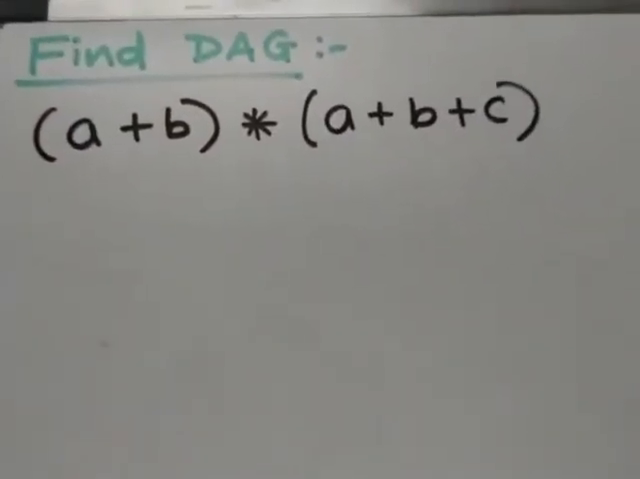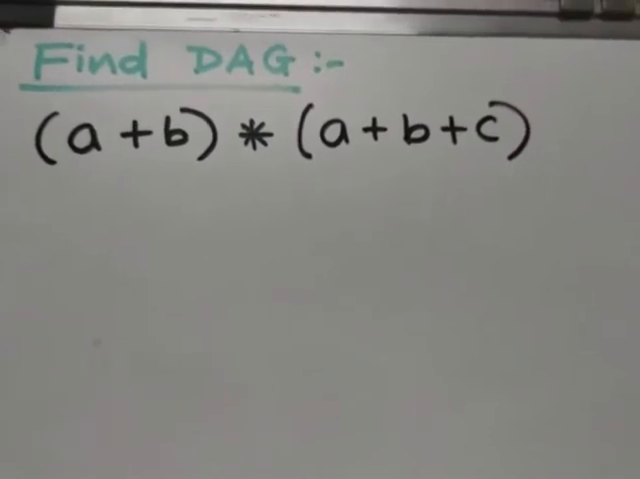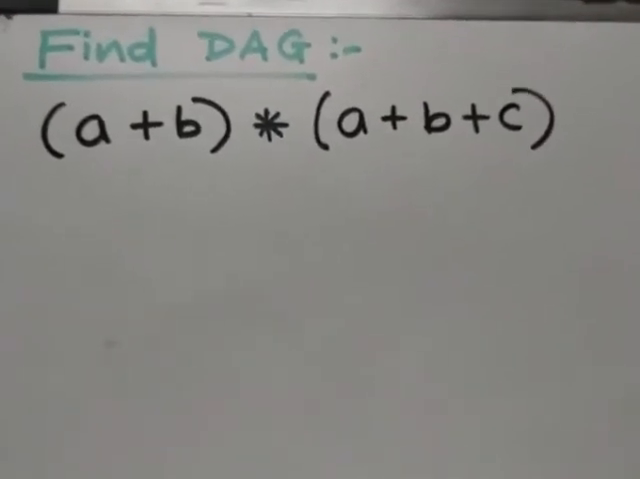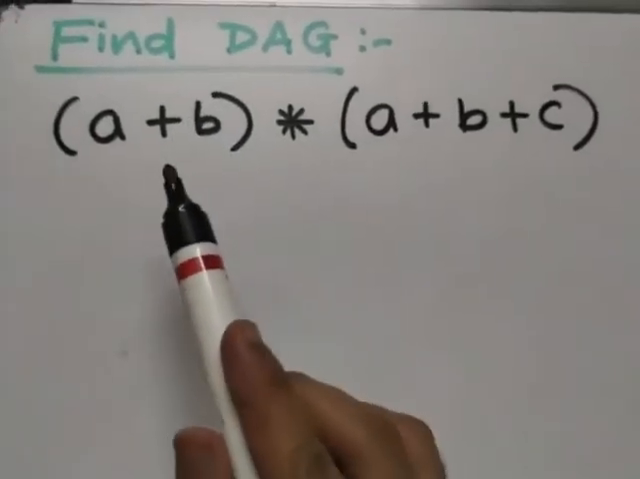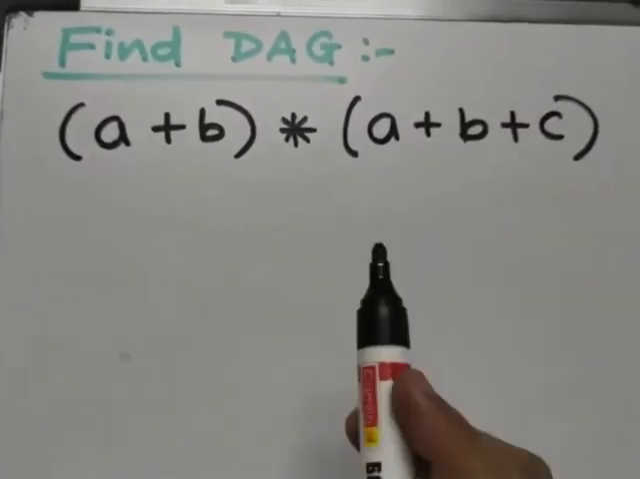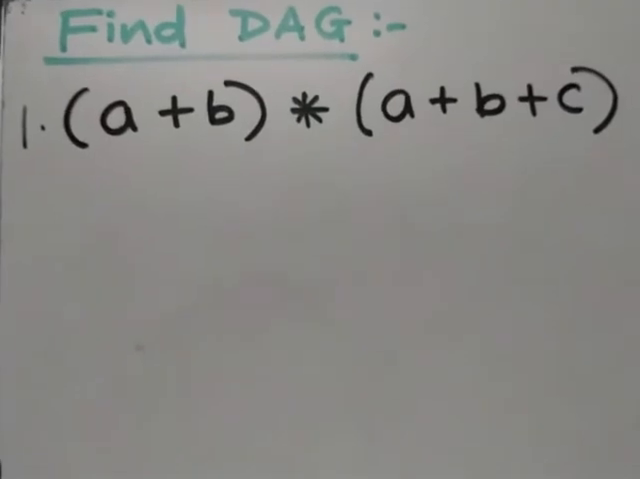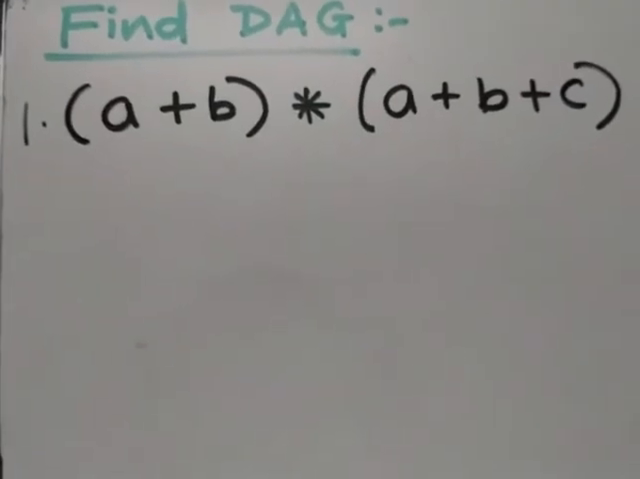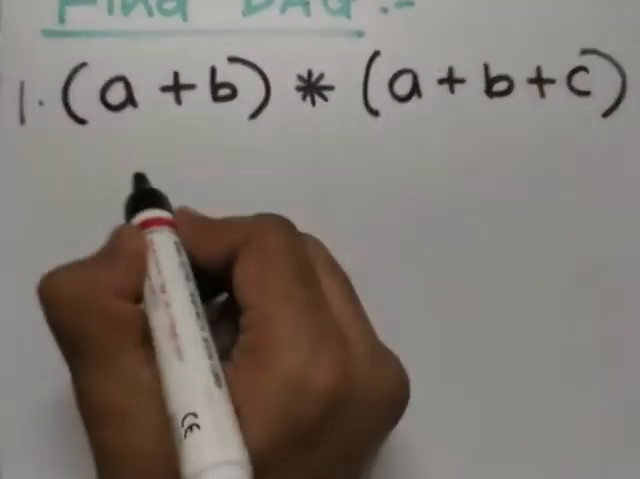In this video, we will see the various examples of how to draw the DAG, that is directed acyclic graph. So first example is given here. It is, within the parenthesis, a plus b, multiplied by a plus b plus c. As the property of DAG, first of all, we have to identify which are the common expressions in the given example.